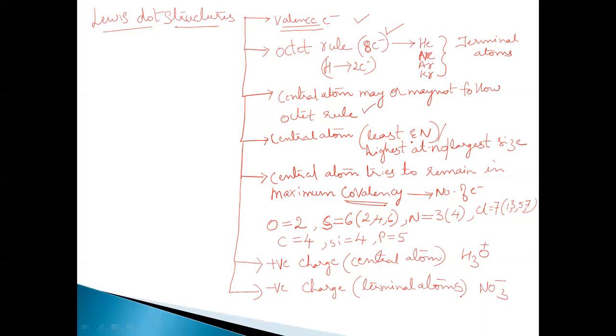In selecting the central atom in the given molecule, the least electronegative atom, or the one with the largest size or the highest atomic number, is generally selected as the central atom. And the central atom always tries to remain in its maximum covalency, because when it is in maximum covalency, it is generally very stable. If there is a positive charge, it is borne by the central atom, and if there is a negative charge, it is generally borne by the terminal atoms. So these are the points to be kept in mind while writing the Lewis dot structures.